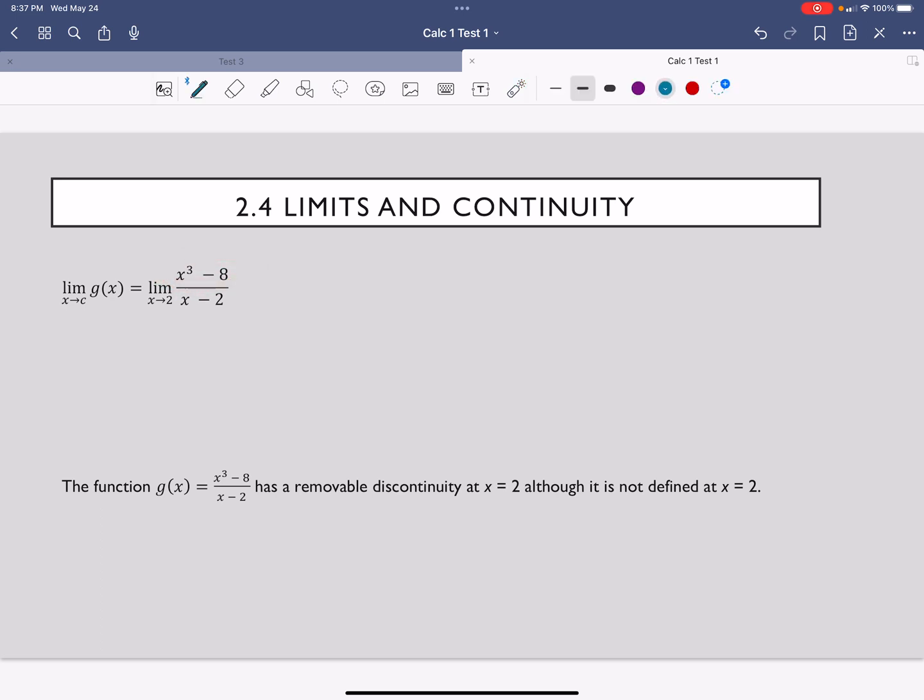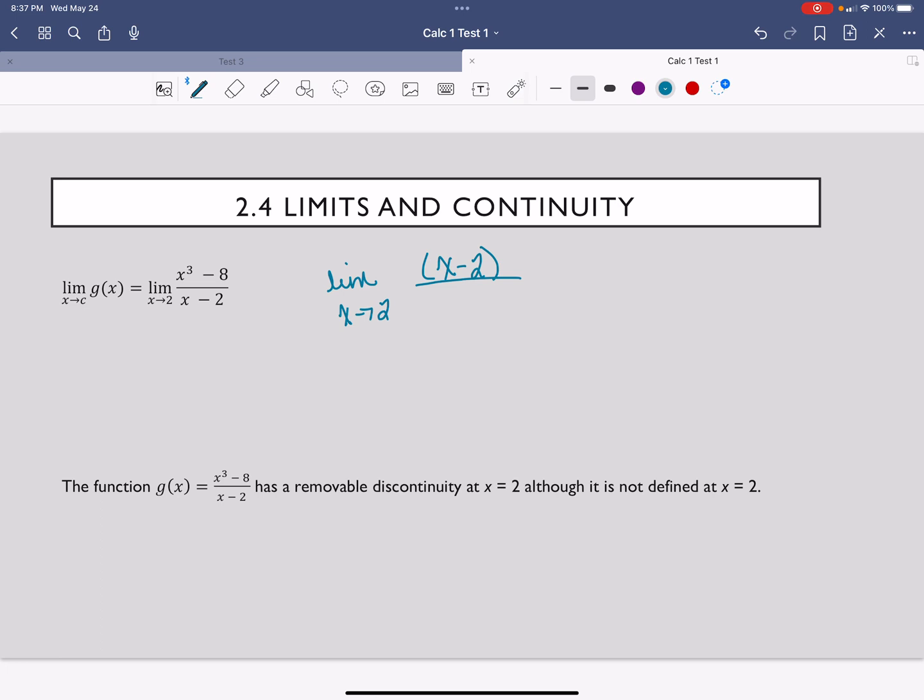Okay, so I've got the limit as x approaches 2 right here. I'm going to factor this, and I'm going to have x plus 2, x minus 2. Got to remember my factoring, x minus 2. And I'll just write this down right here.